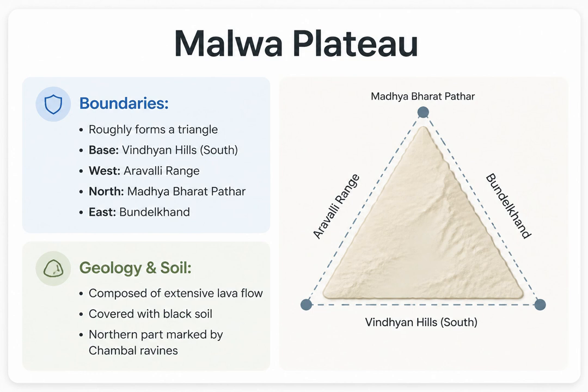Unlike the granite of Bundelkhand, the Malwa Plateau was formed by extensive ancient lava flows. Over time, this volcanic rock weathered down to create a rich, dark layer of black soil across the rolling landscape.